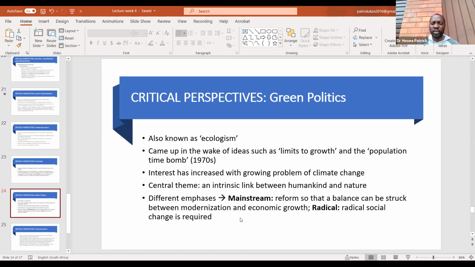For instance, the continuous emission of greenhouse gases will lead to the increase in the temperature of the world, and that will lead to climate change, and that will lead to the extinction of man over time. So the arguments around nature, right? The link between humankind and nature is the whole argument around green politics, right? So these are some of the things we look at here.